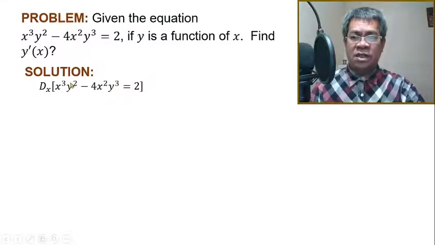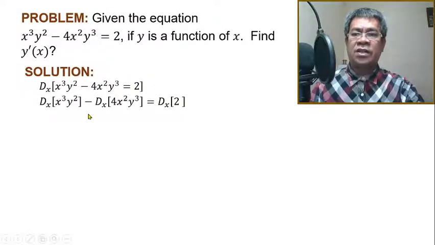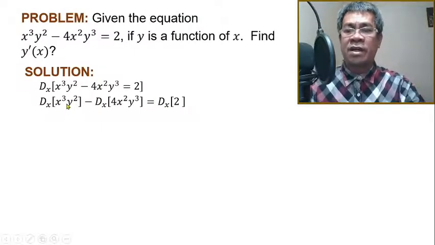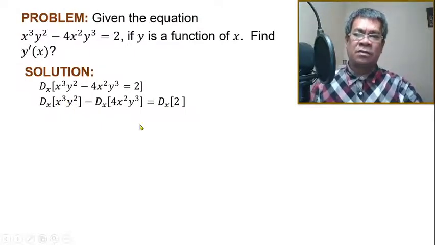So in this case, there are 3 terms on the left, and on the right there is only 1. So then take the derivative of each term. So analyze this one, this is x, and this is a function of x. So this is forming a product. So you have to use the product rule. This one also has 2 factors.